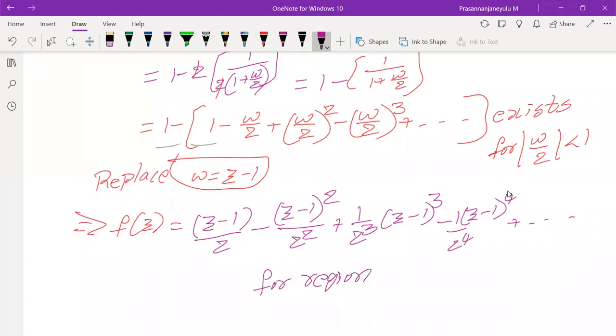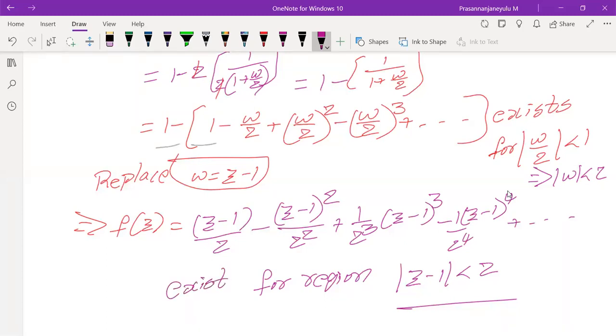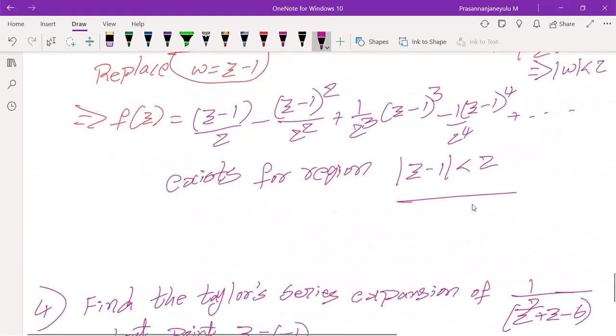Now here, how can I write this? Modulus of w is less than 2. But in place of w, substituting z minus 1, it becomes modulus of z minus 1 is less than 2. So this is the region. Is it clear? Any doubt? This expansion exists for the region modulus of z minus 1 is less than 2. Is it clear to everyone?